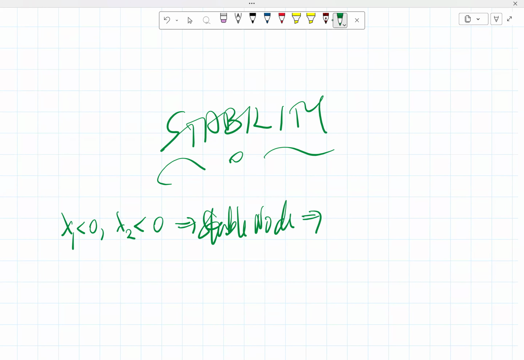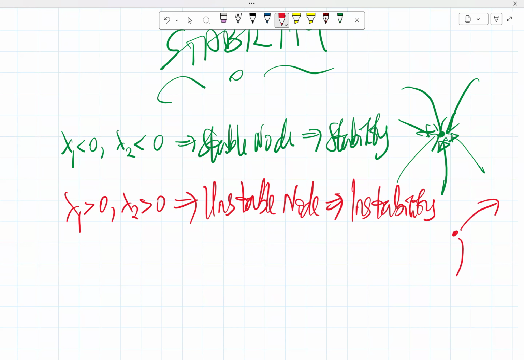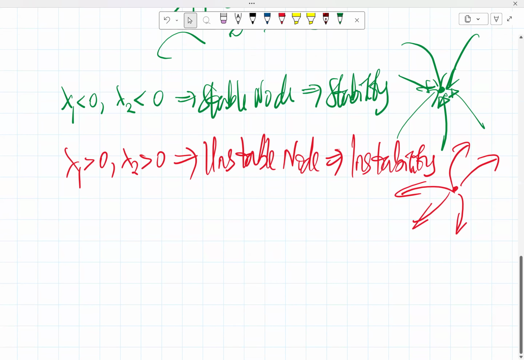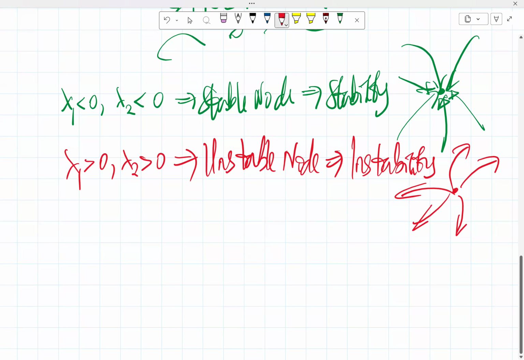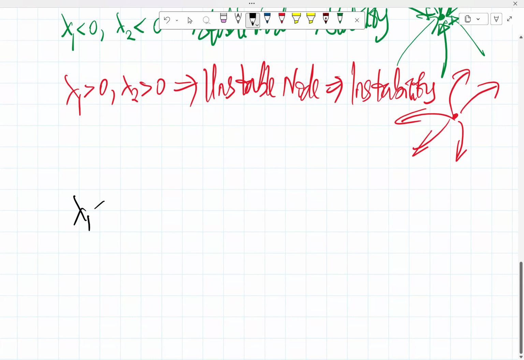Then what if we have lambda 1 greater than 0 and lambda 2 greater than 0? So we have an unstable node, and that talks about instability. We have a point that everything is going out of, so it's like a source. Things are getting out of that. Everything is moving away from that point. So we have instability.